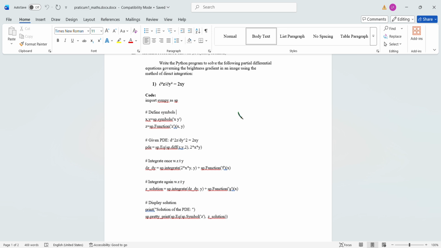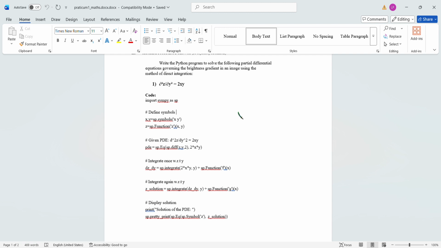Next, the code computes the second partial derivative of u with respect to x and sets it equal to 2xy. After that, it integrates the term 2xy with respect to x. Since y is treated as a constant during integration, the result becomes x squared y. Because this is partial integration, an arbitrary function f1 of y is added to represent the constant of integration.